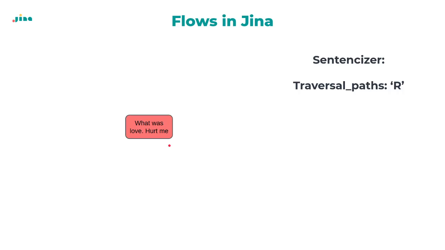The first thing is we want to sentencize on the root node. So whatever is in there should be sentencized. And what happens? We create two chunks. One chunk is "what was love" and one is "hurt me." The reason for this is since we search on the sentence level in lyrics, we need to also split the query into sentences.